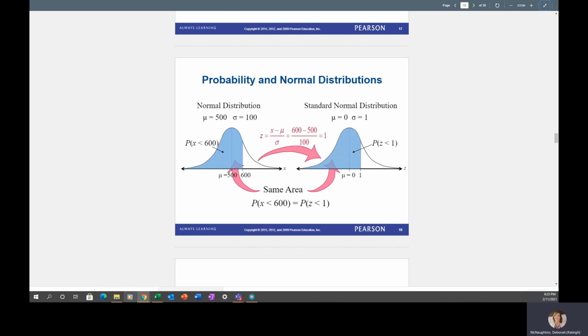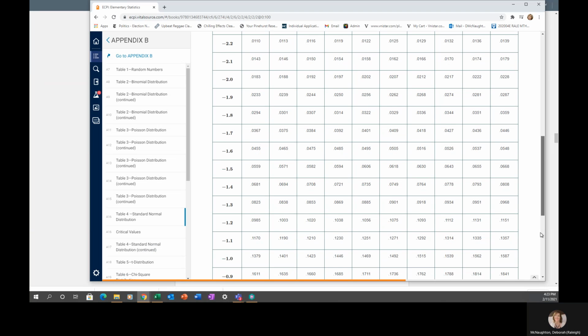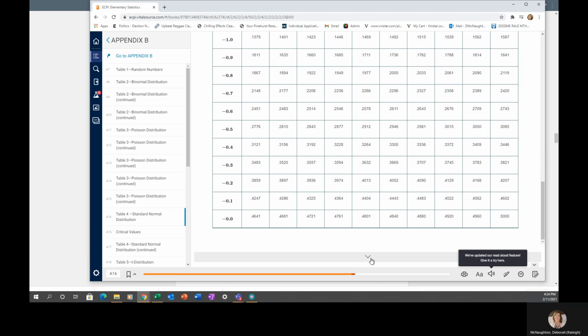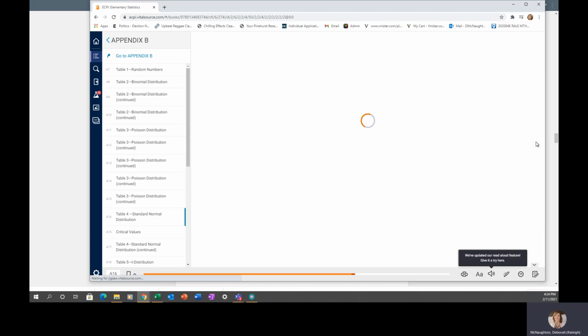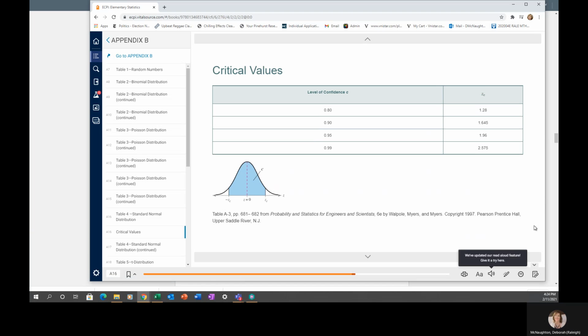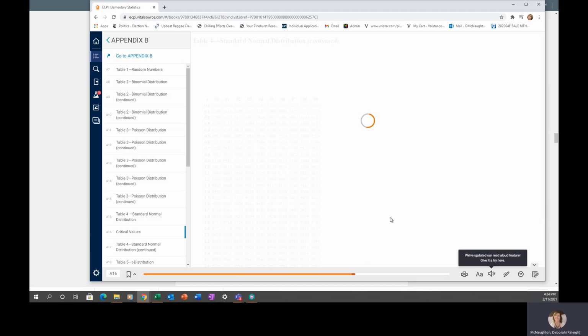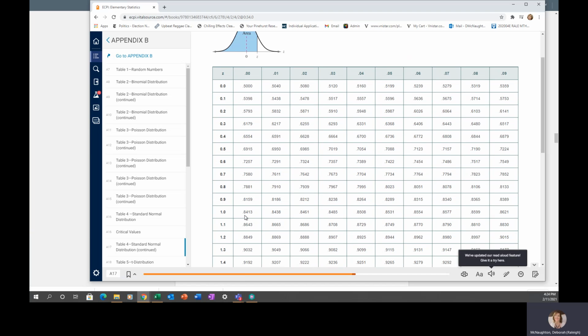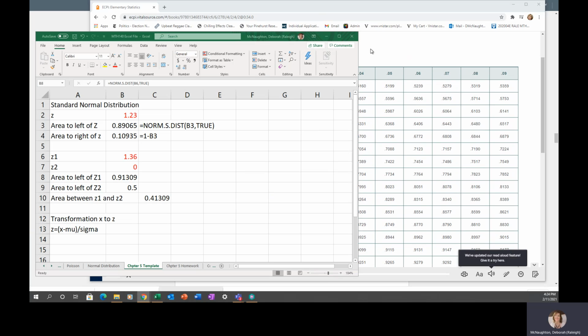Okay, so let's do that. If I use the table, I need to go down to where it has the positive z-scores. Right, so I want a z-score of 1.00, and that's 0.8413, okay, 0.8413. So let's look at Excel, and there are two ways that we could do this.